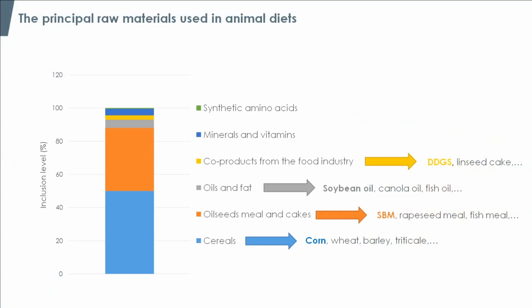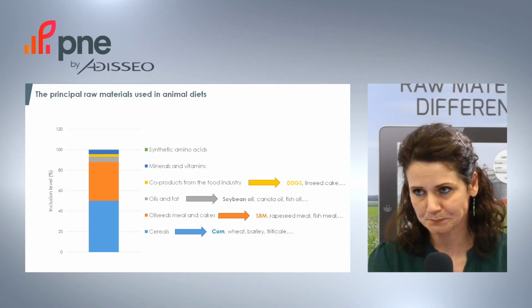But some animal sources of protein can also be used, which are derived from the food industry, such as fish meal and meat and bone meals. They are used especially for young animals because they need a higher protein quality.